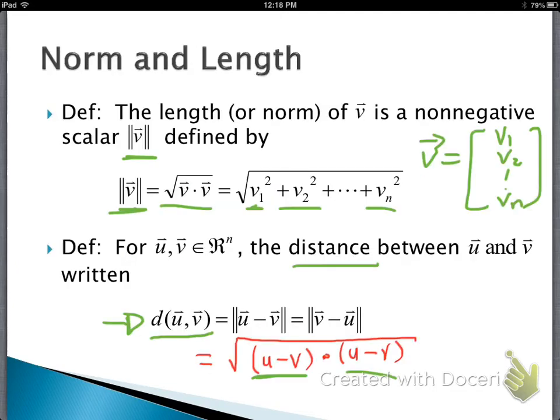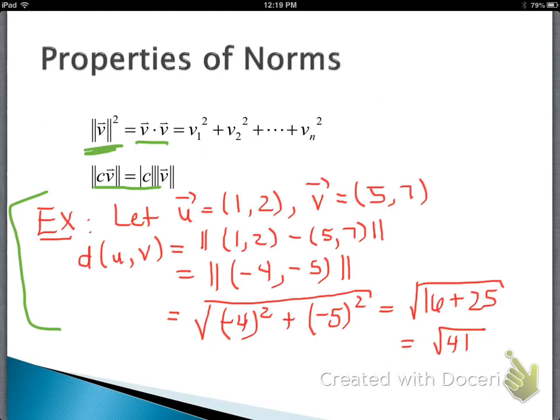All right, so just to practice this distance formula here, let u equal the vector 1, 2, and let v equal 5, 7. And so the distance is going to be the length or the norm of 1, 2 minus 5, 7, those coordinates. And so that's going to give us the coordinate -4, -5, which we just square each of those elements, and that gives us the square root of 41.